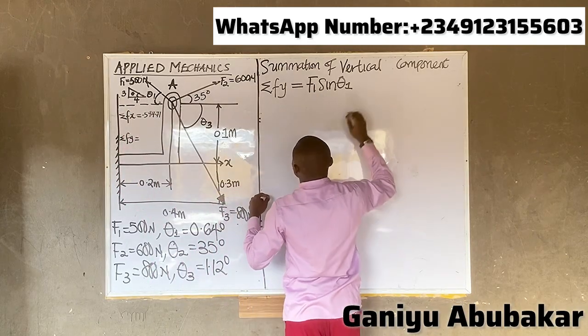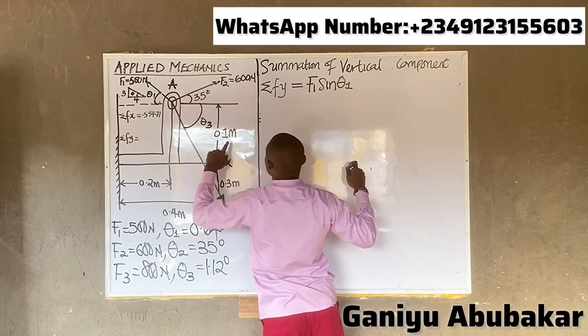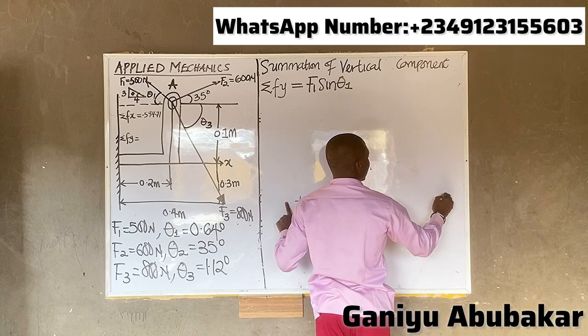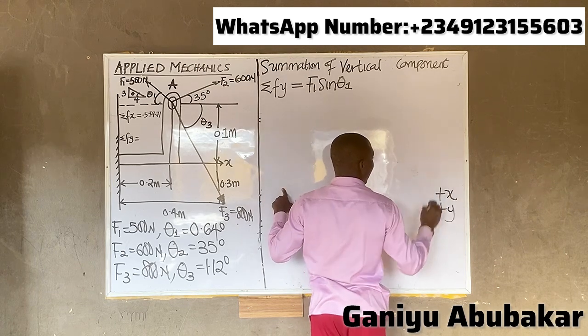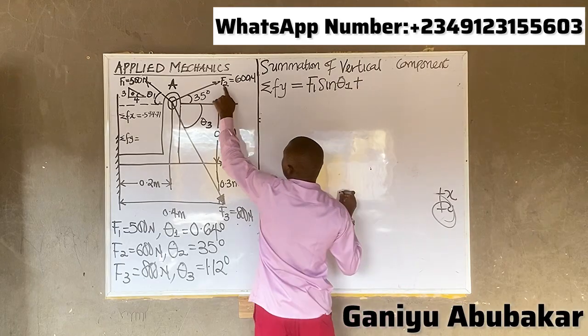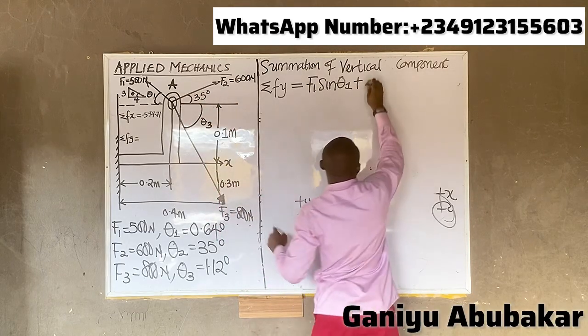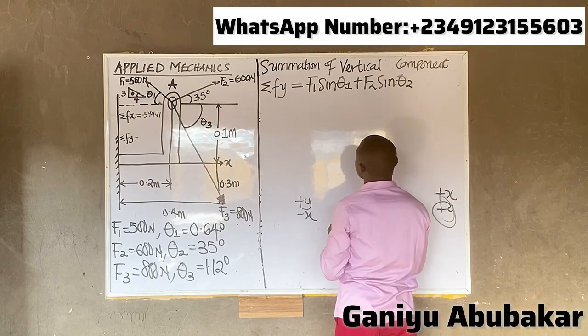Next up, if I resolve F2 to the vertical, that gives me plus, because in the first quadrant both x and y are positive. So I'm on the y-axis now. Resolve F2 to the vertical, that gives you plus F2 sine theta 2.